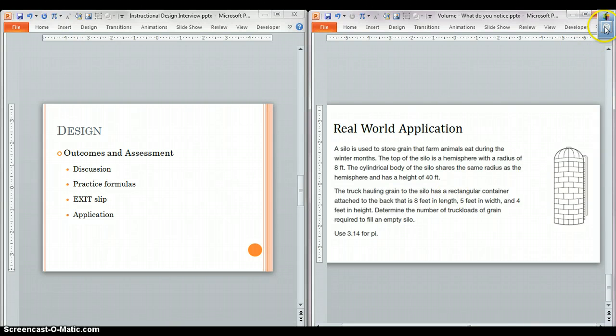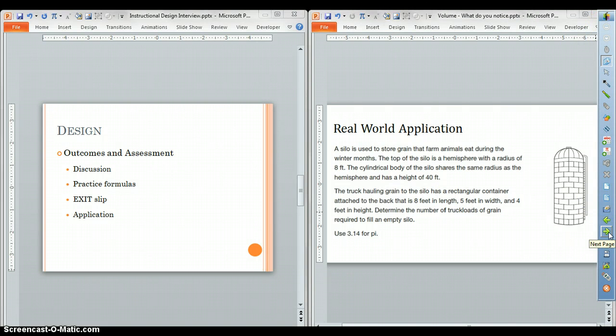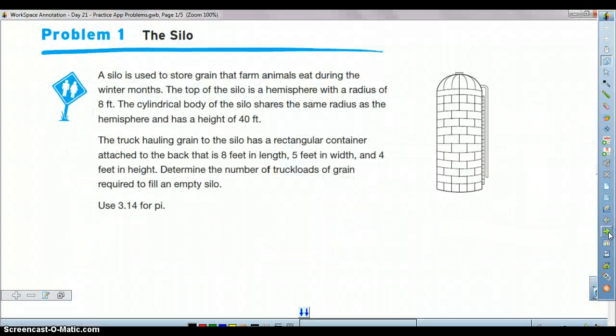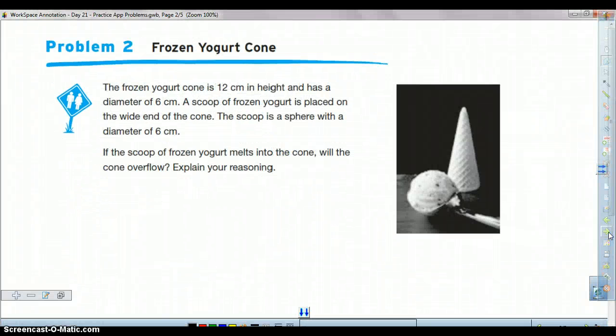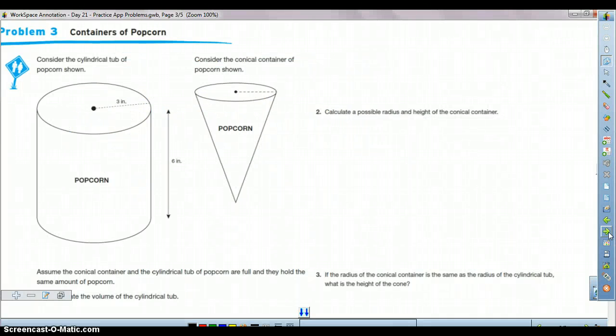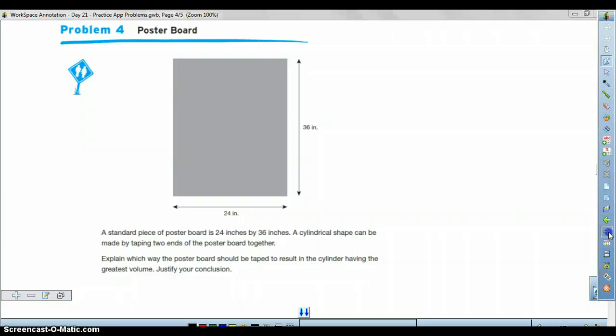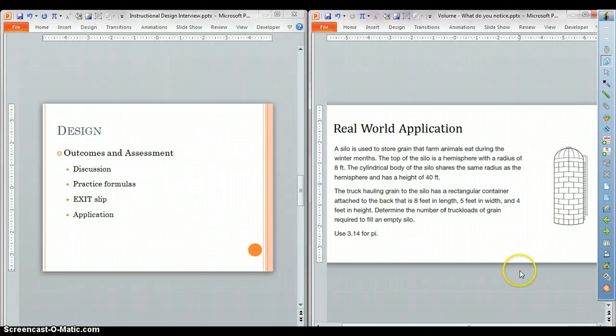Some of the sample problems that I have seen are determining which is a better Coke bottle, a cylinder, a cone, or a sphere. We also have the ice cream cone, how much ice cream could it hold if it were to melt. Containers of popcorn, that have the same exact volume but they're different sizes, how does that happen, etc. So those are some real world application problems that the students might see to get them to practice those formulas more in depth as well.